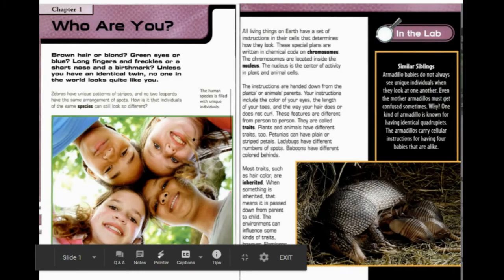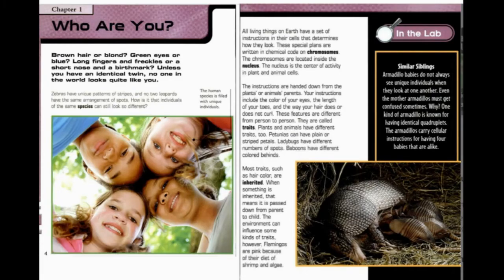Who are you? Brown hair or blonde? Green eyes or blue? Long fingers and freckles, or a short nose and a birthmark? Unless you have an identical twin, no one in the world looks quite like you.